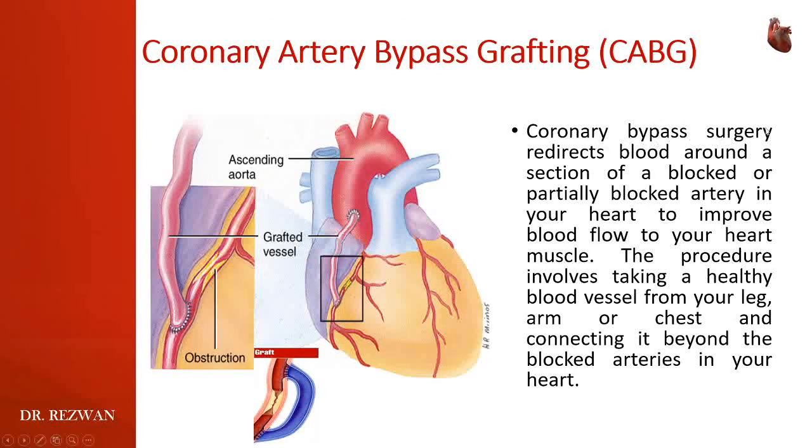So coronary bypass surgery redirects blood around a section of a blocked or partially blocked artery in your heart to improve blood flow to your heart muscle. The procedure involves taking healthy blood vessels from the leg, arm or chest and connecting them beyond the blocked arteries in your heart. That means these extra vessels can be collected from the chest, or from the leg. Commonly it is collected from the leg, and the vessel is named the great saphenous vein.